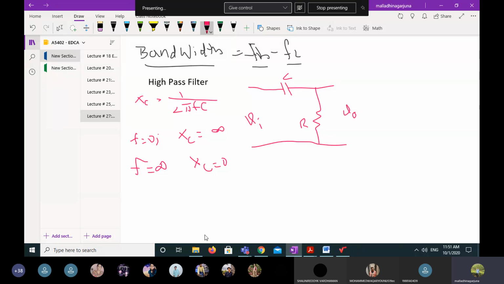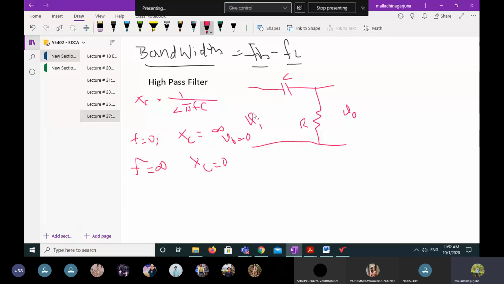If it is an open circuit, what will be the output voltage? That is 0. Why? Because there is no connection between the input and the output. The capacitor is an open circuit here. Is it clear? So the capacitor is open, there is no connection between input and output, so output is equal to 0.